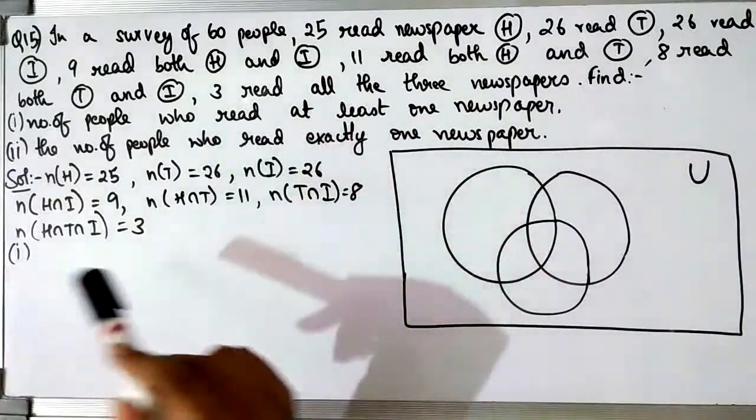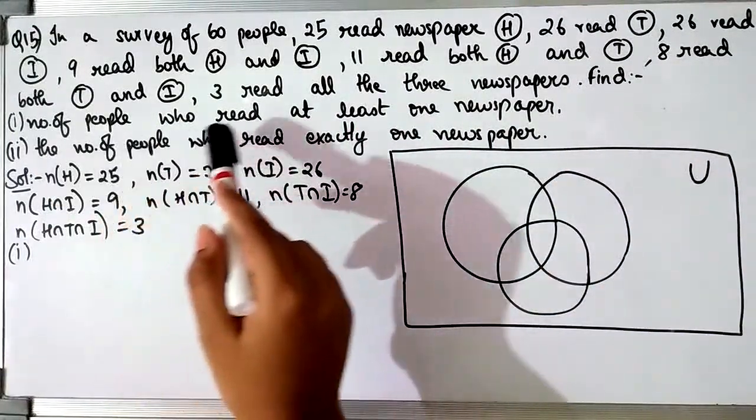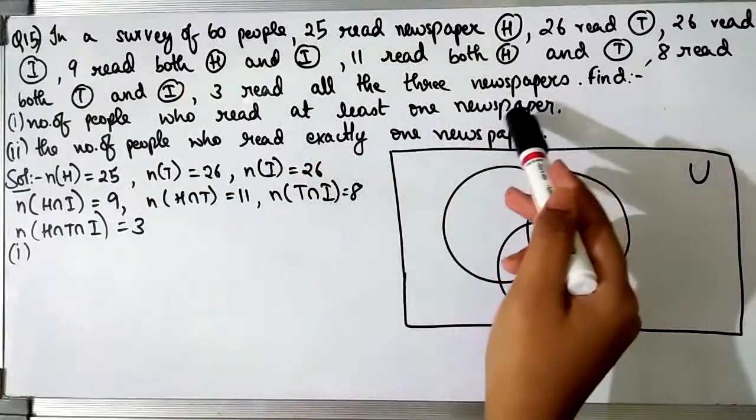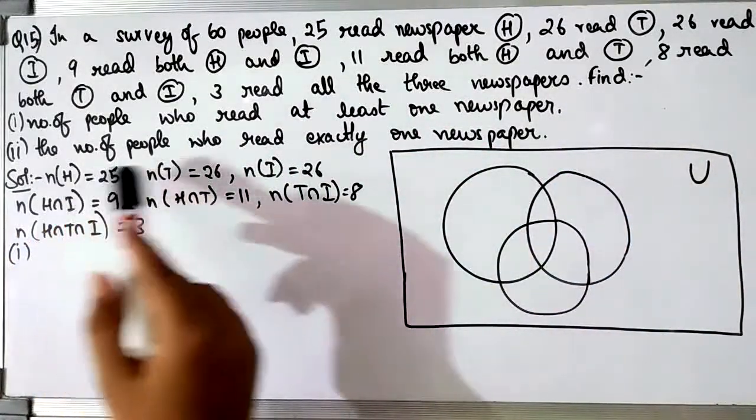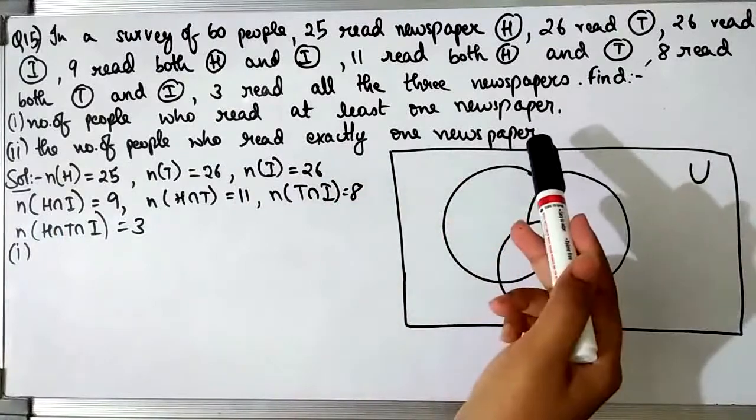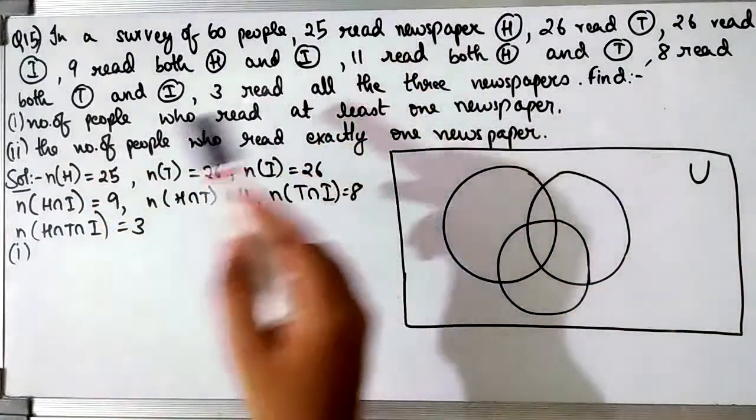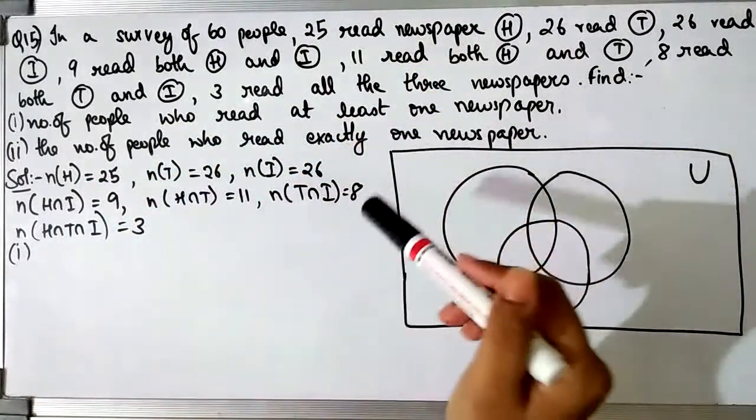So in the first bit they have asked us to find the number of people who read at least one of the newspapers, and in the second bit they have asked us to find the number of people who read exactly one newspaper. So first let's make a list of all the points that they have given to us.